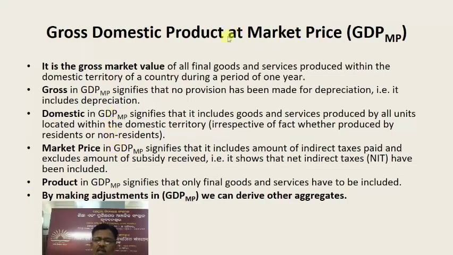In order to understand GDP at factor cost, the next concepts will be NDP MP and NDP FC, and likewise it will go on. So I mean to suggest here that you have to remember the meaning of gross domestic product at market price to understand other aggregates of national income.